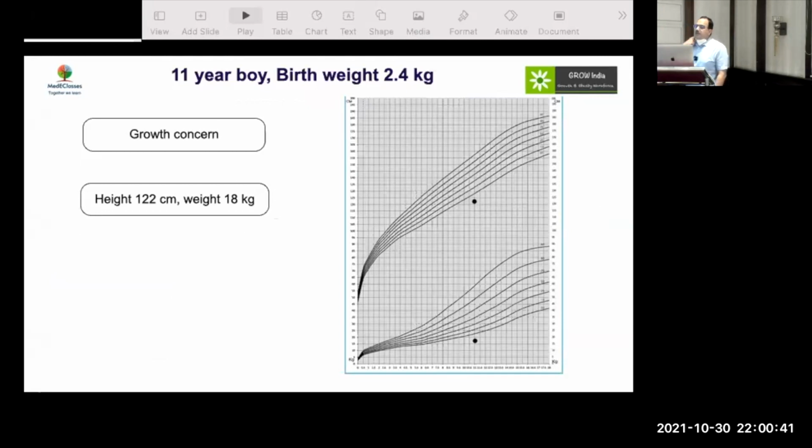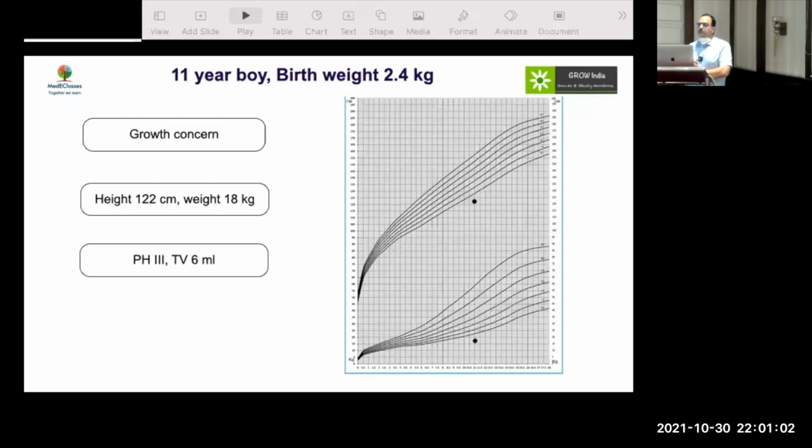So we have an 11-year-old boy, birth weight was low, now there is a growth concern, and what's happening is that there is stage 3 pubic hair and testicular volume is 6 ml. So what do you think, Pratik, is happening here? We have a birth weight of 2.4 kg. After that, he has attained puberty early.